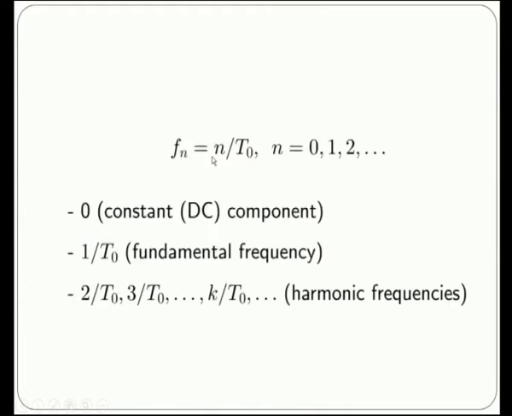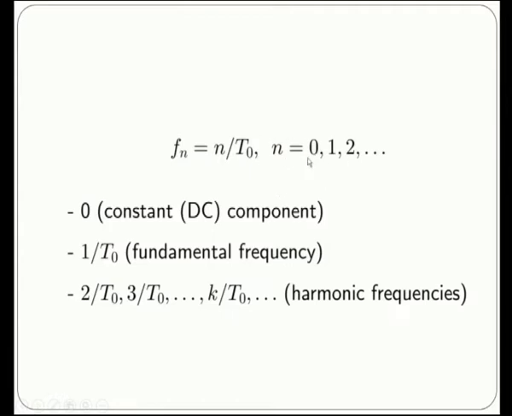So, what is f n? F n is the fundamental frequency, which is represented as n by t naught. It may be varied as f 1, f 2, f 3, f 4 up to infinity, because this is a harmonic representation. Based on that we can represent the signal, the position of the signal with respect to the fundamental period t naught.